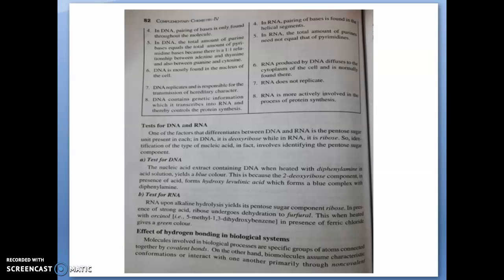That means biological molecules are built with atoms connected together by covalent bonds. These biomolecules interact with one another through a non-covalent bond, that is mainly by hydrogen bonding.